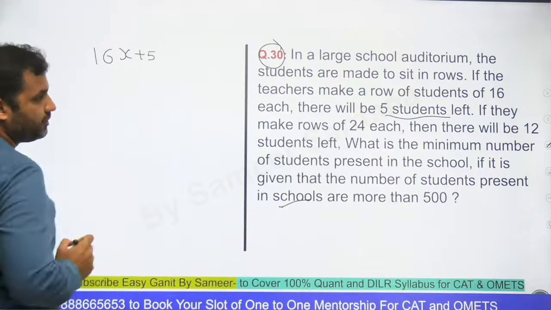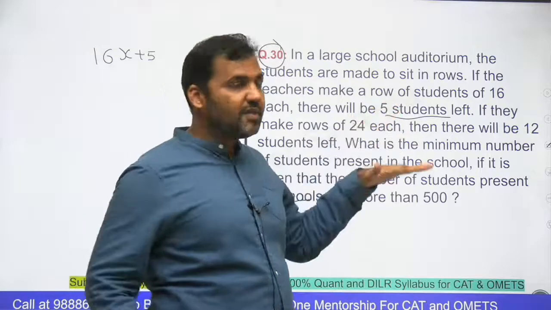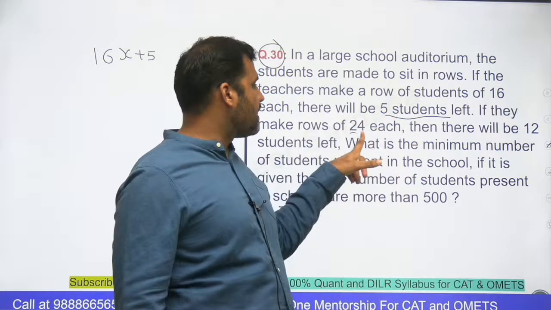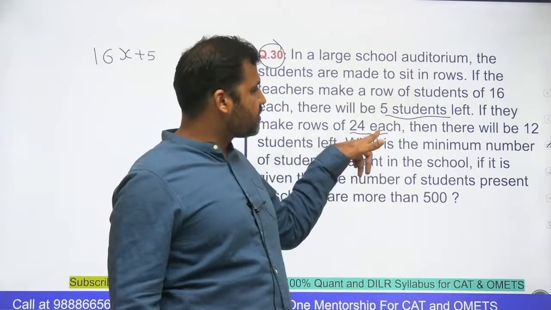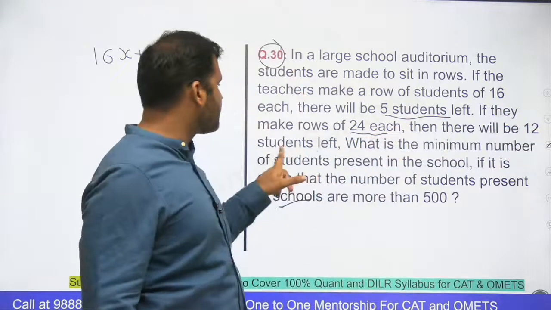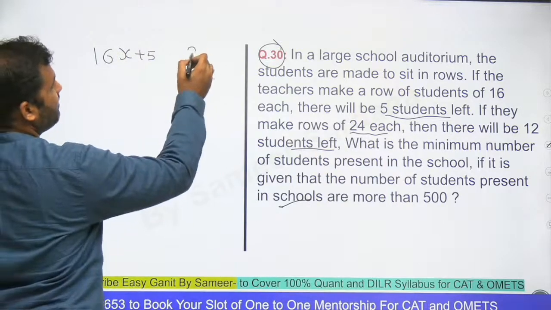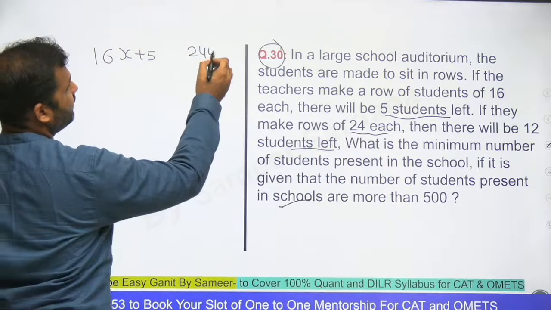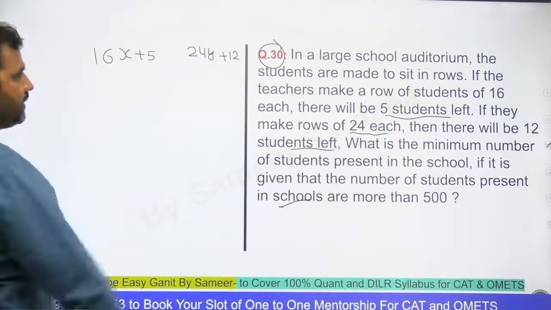Am I right or wrong? Is it clear? And if I asked all the same set of students to sit 24 each in a row, then there will be 12 students left. So can I say that the total number of students in the class will be 24y plus 12? Are you guys with me? Is it clear or not?